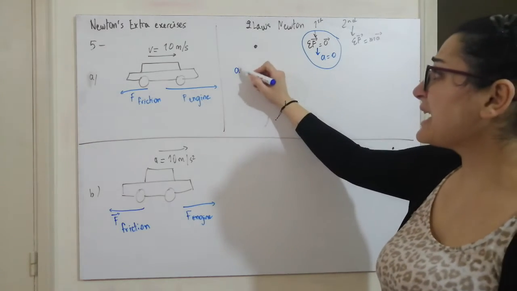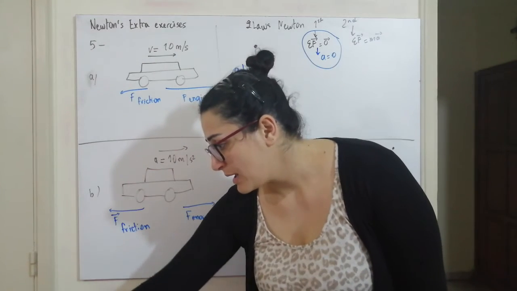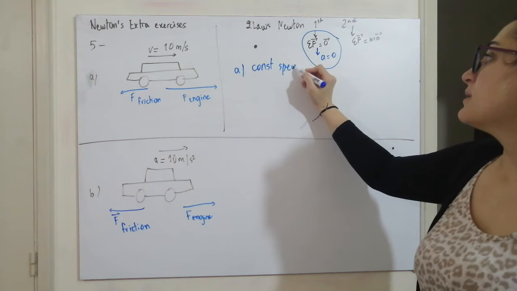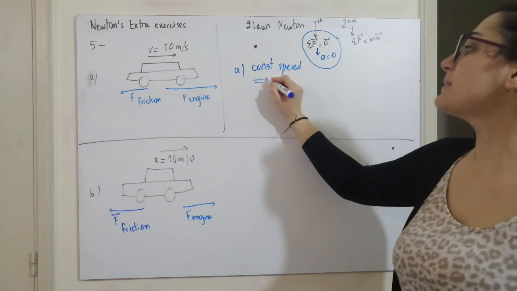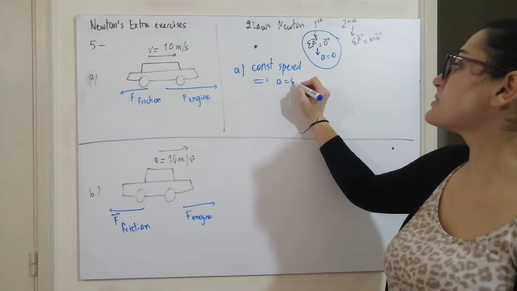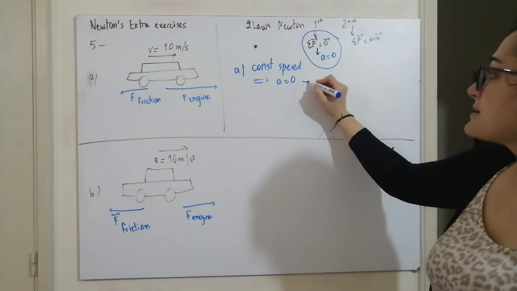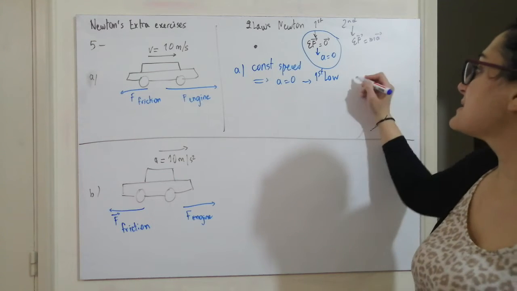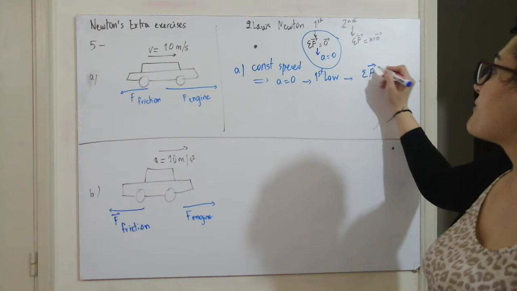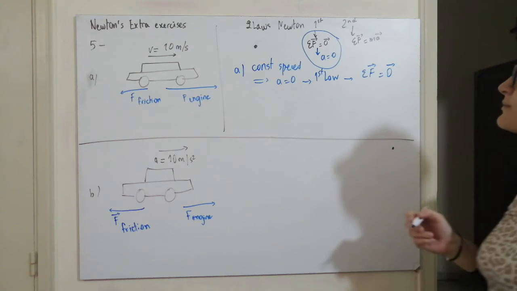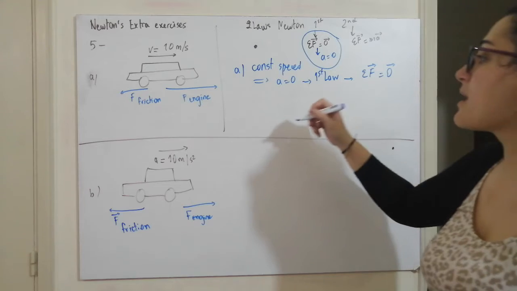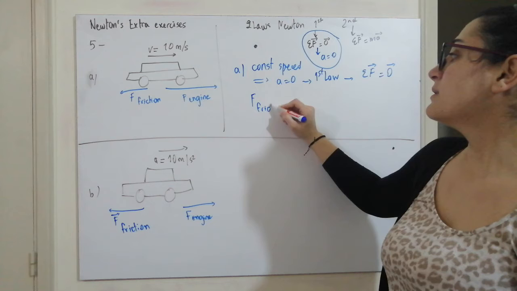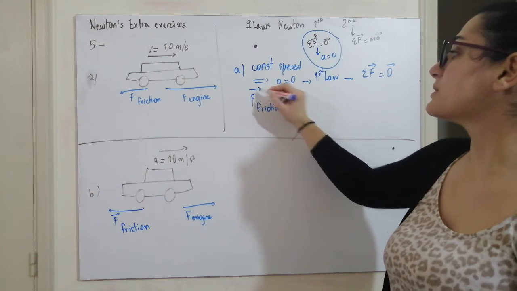Now, in A, they told me I have a constant speed. What is the meaning of constant speed? Whenever I have constant speed, it means the acceleration is equal to 0, which means I have to go to the first law. What does the first law say? It states that sum of F equals 0. Now, what are the forces applied on the car? I have the F of friction and I have the F of engine.